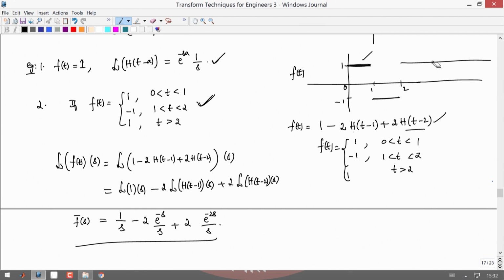But instead of this, if it repeats like a wave, you may have to keep on adding terms alternatively, first minus and then plus and so on. So, you keep on adding terms h of t minus 3, h of t minus 4 and so on, with the multiplication factor 2, which you add and subtract as an infinite series. That represents this periodic wave function that you can see.